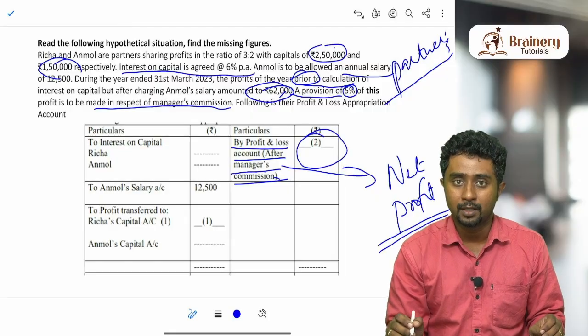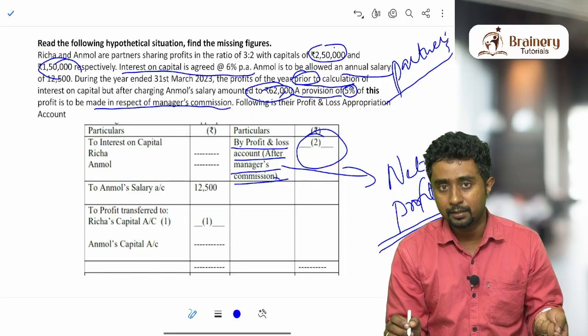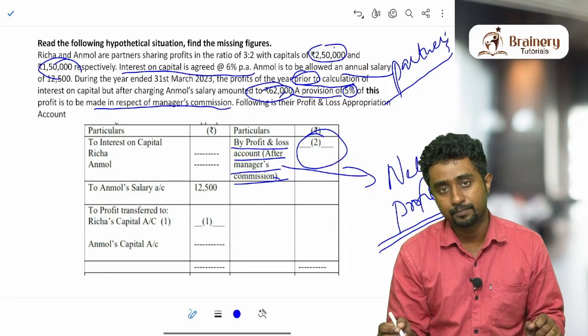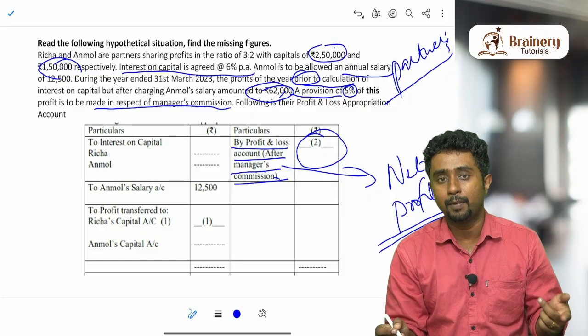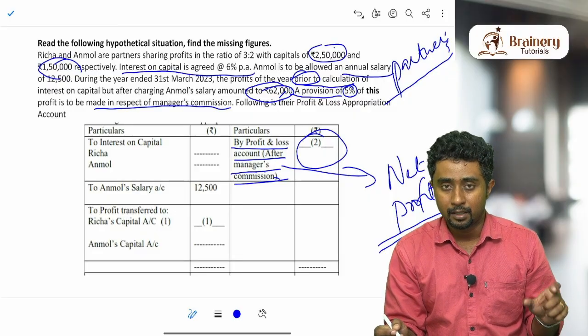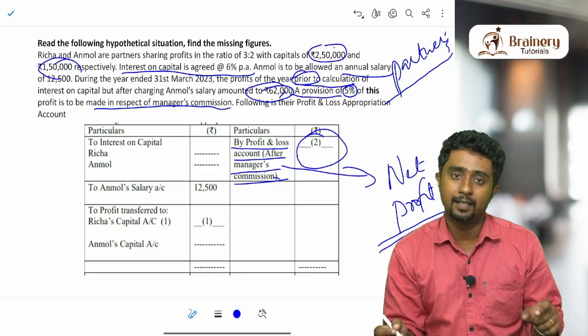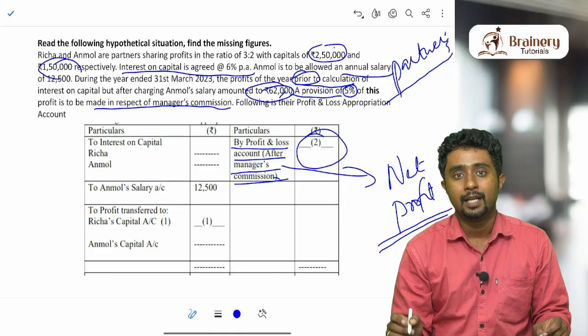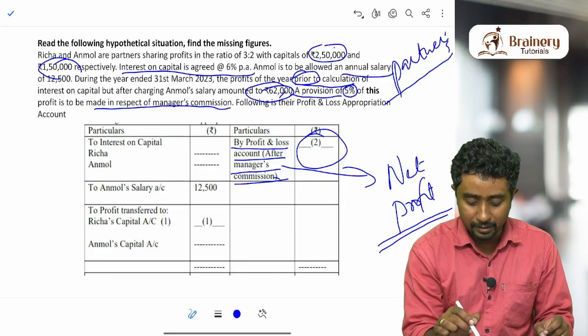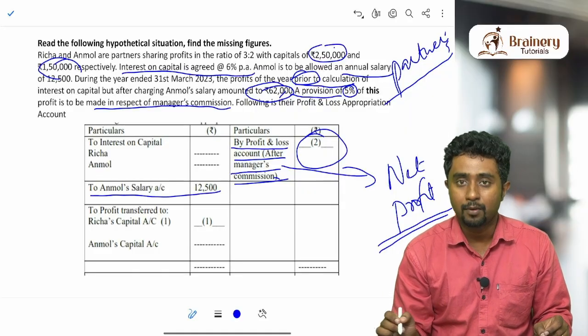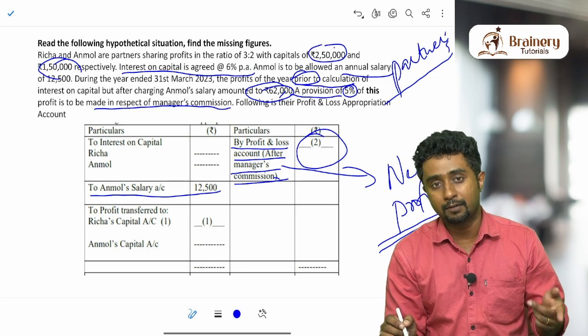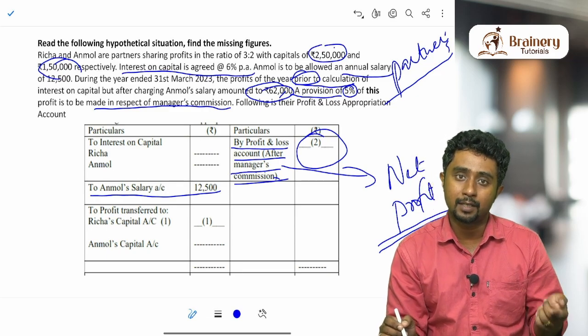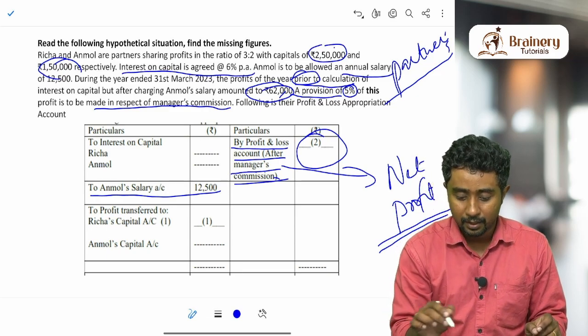Net profit means what? From the net profit, partner salary should not be deducted. I repeat, from the net profit, partner salary should not be deducted. If it is deducted, partner salary comes in which account? Profit and loss appropriation account. Afterwards only it should be deducted, but they have already deducted it. That is the meaning of this statement.